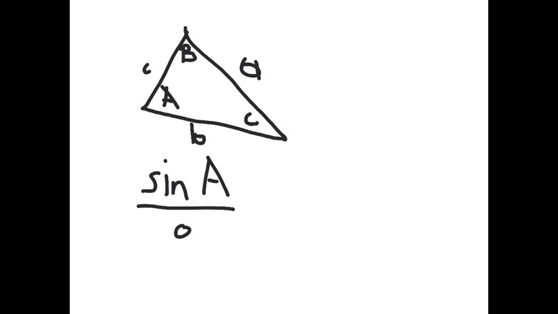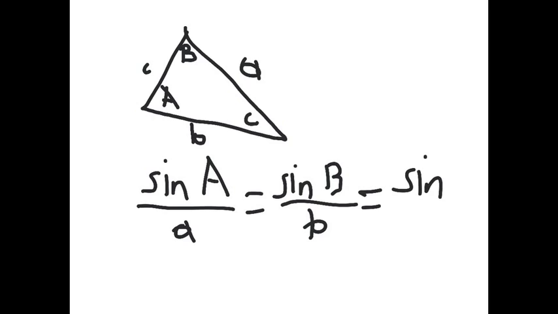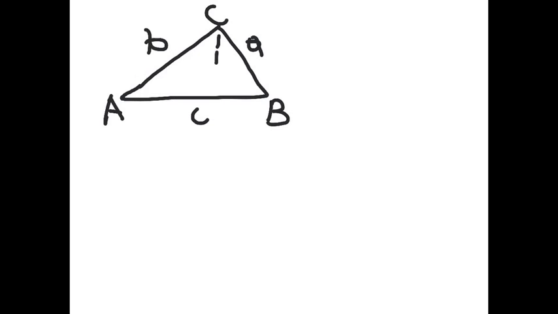divided by side A equals sine of angle B over side B equals sine of angle C over side C. This is the equation that we'll be using when we're solving for any side or angle of a triangle. So let's make a new triangle over here, and let's add in the height of the triangle.